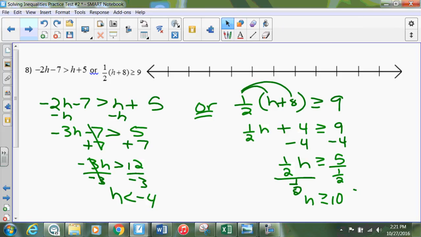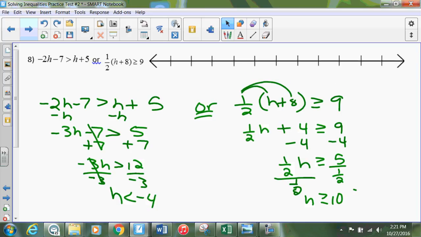I want you to notice a few things. One, that was a lot of work, right? And two, we've got two values to look at and consider where they go on the number line. So we see h is less than negative 4. So negative 4 is the smaller of the two numbers. We'll put negative 4 here. We'll put 10 here. And then let's read it.